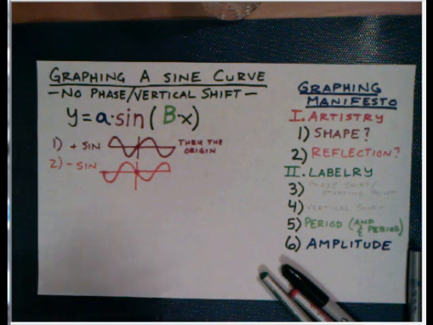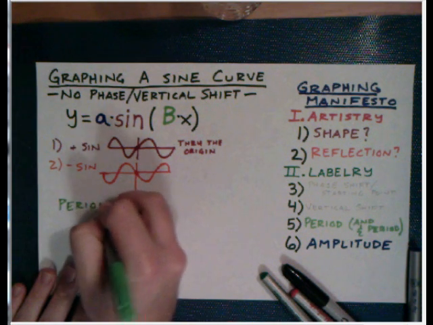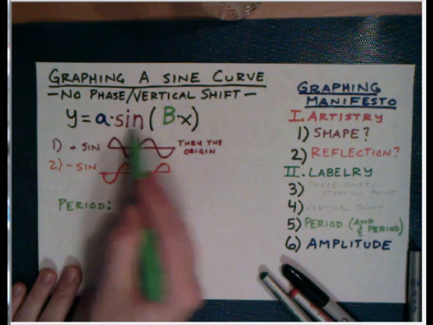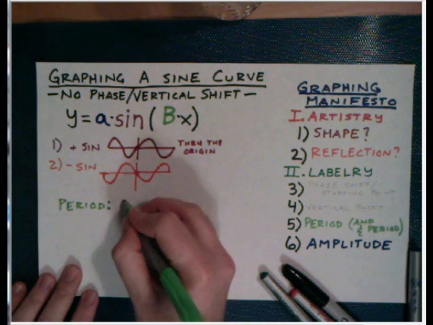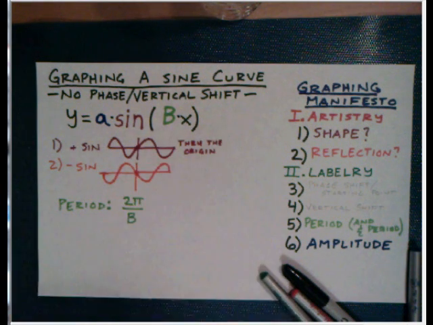So to find the period for a sine curve, if we're looking at a general one like y equals a times sine of bx, you'll find the period by taking 2 pi and dividing by that number b, whatever number that is.